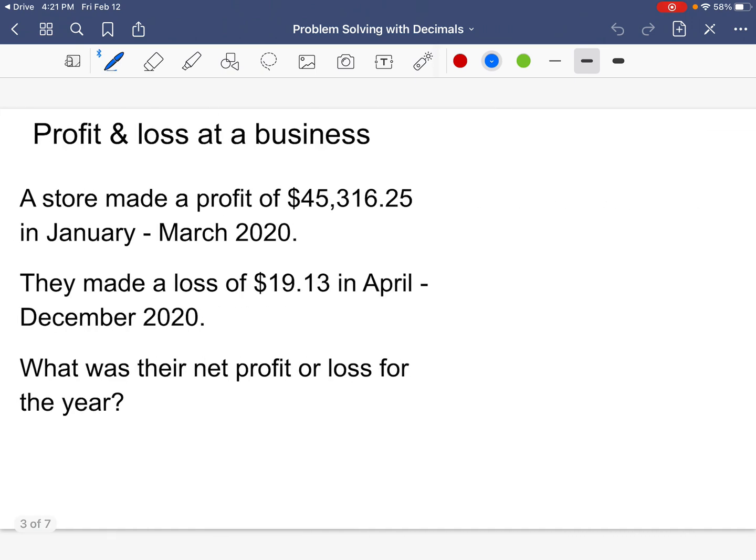So profit and loss at a business is one area where we use positive and negative decimals. Profit is positive, it means you're gaining money. And a loss is negative, it means you're losing money. And the net profit means the combined profit or loss for the year.